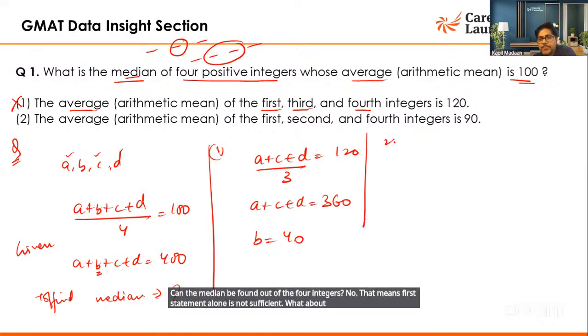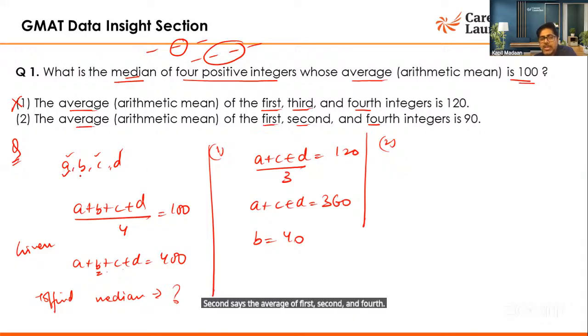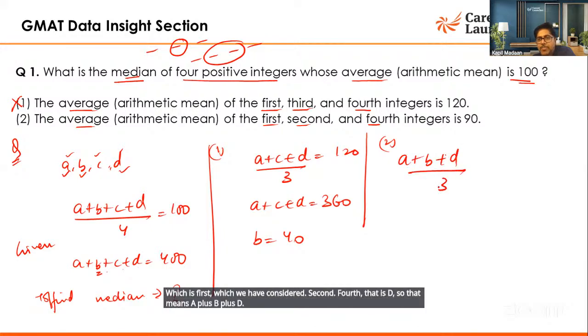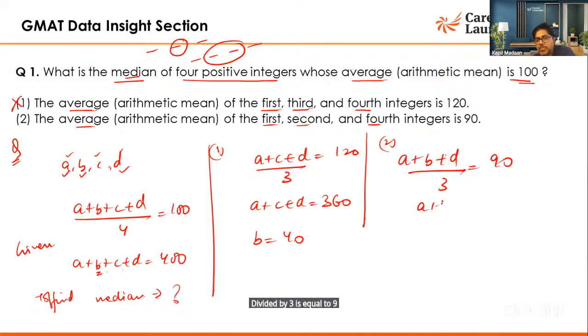What about the second? Second says the average of first, second, and fourth. First is A, second is B, fourth is D. So A plus B plus D divided by 3 is equal to 90. That means A plus B plus D is 270. If A plus B plus D is 270 and the total of the four integers is 400, that means C will be 130. Now from the second statement, C is known. The second statement alone is not sufficient.